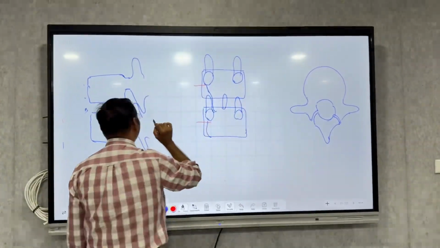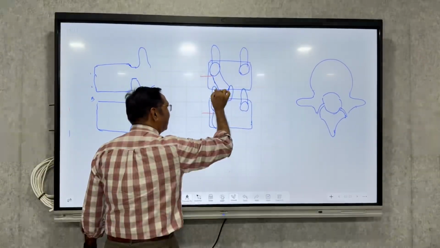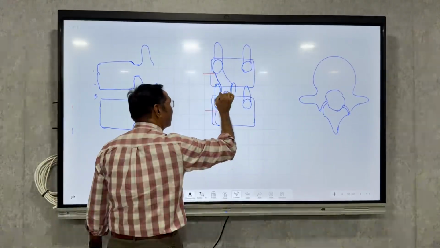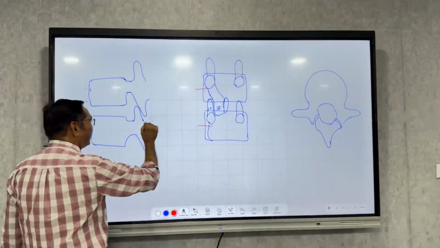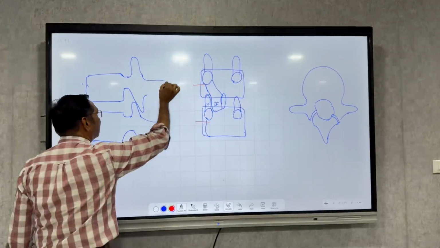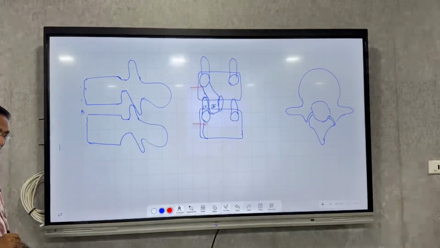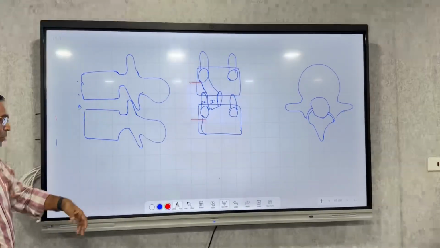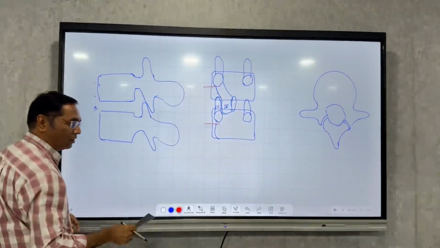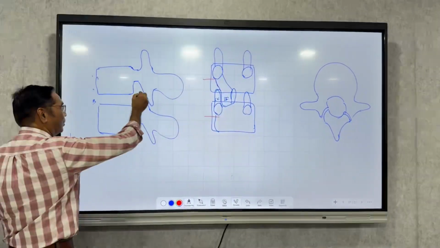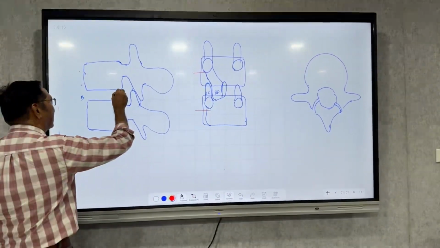You have the lamina here, and this is the left inferior facet. This is the superior facet. Okay, and then we have the... actually, if you see the X-ray, you will come to know. Okay, this is how you should see this. Okay. So you have the annulus.